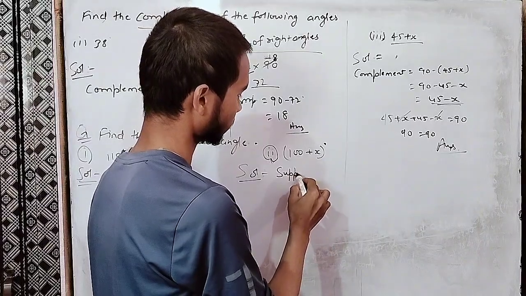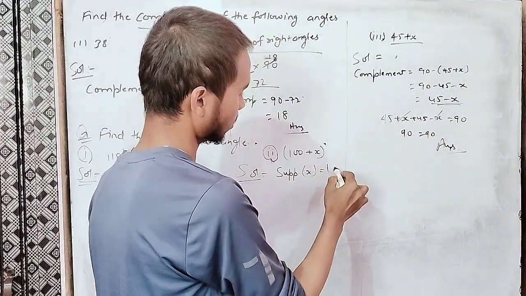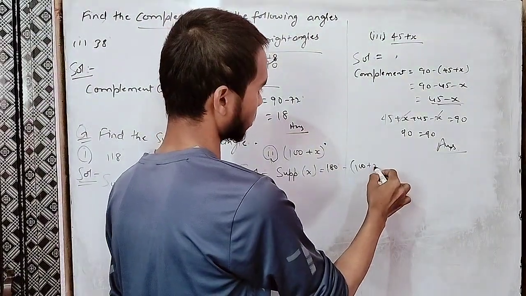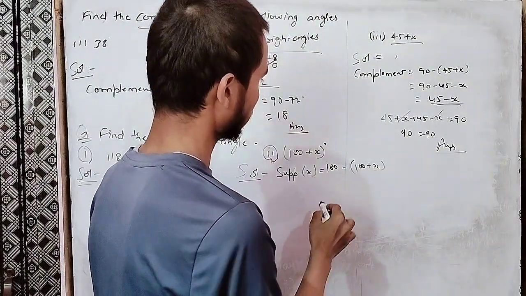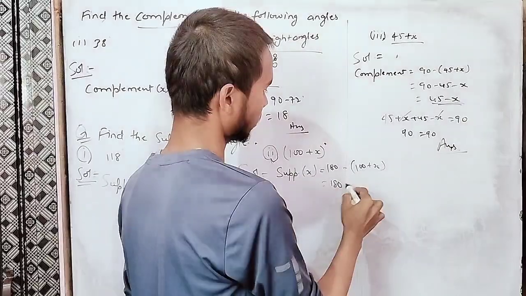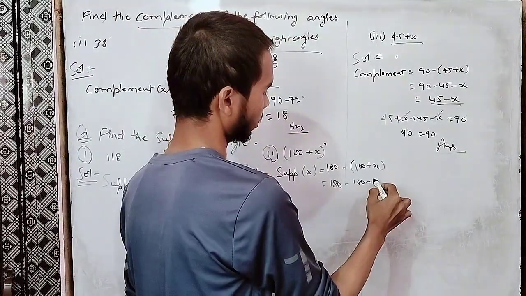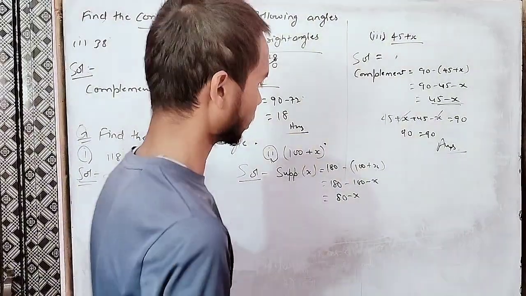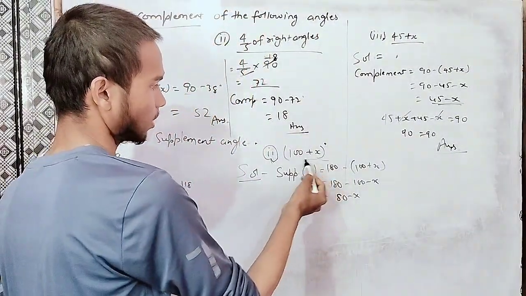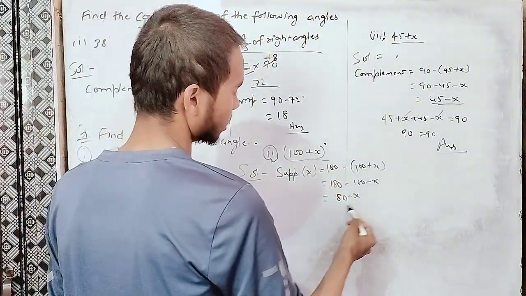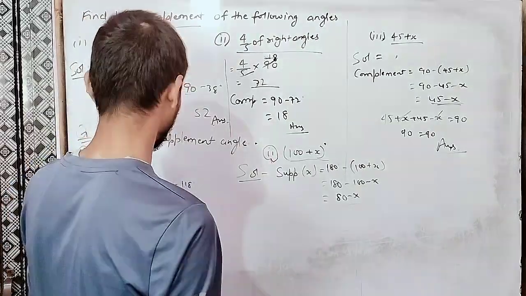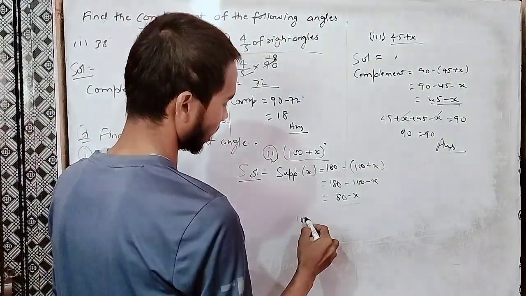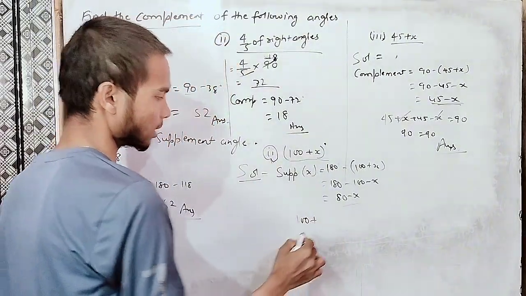Next, supplement. How much? 180 minus 100 plus x would be what? 180 minus 100 plus x, which is 80 minus x. This is the value of the first angle, and this is the value of the second angle. We can check our answer. Just add the values of the two angles.